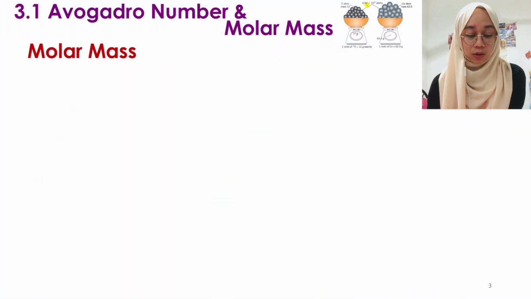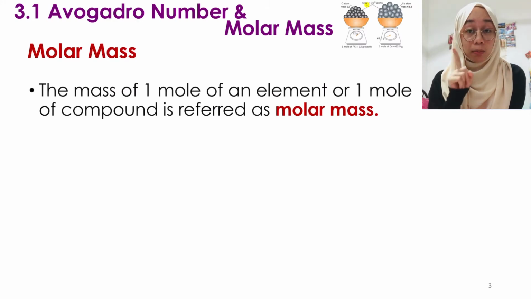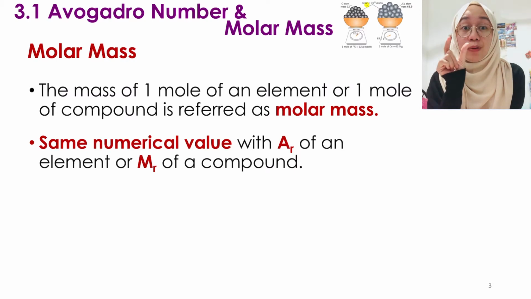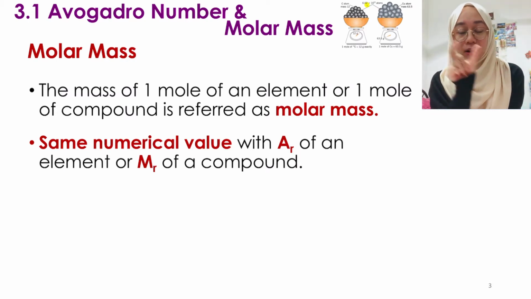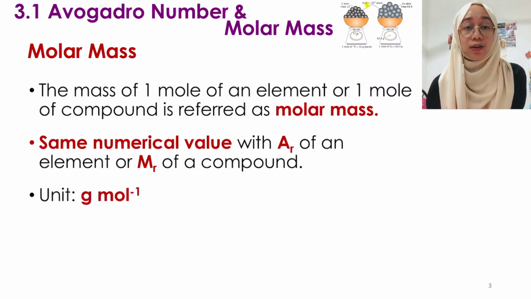Okay, so molar mass, the mass of 1 mole of an element or 1 mole of a compound, is referred to as molar mass, and molar mass has the same numerical value as relative atomic mass and also relative molecular mass. It's just that with the word relative, in relative atomic mass and relative molecular mass, there's no unit. However, for molar mass, there's a unit, but the numerical value is the same. So the unit is gram per mole.